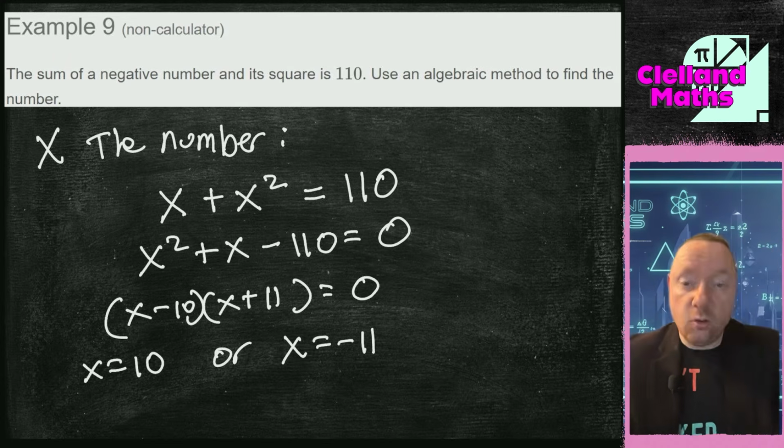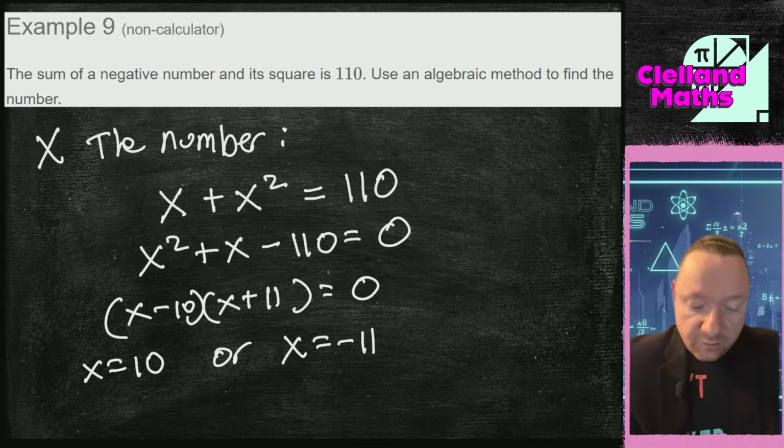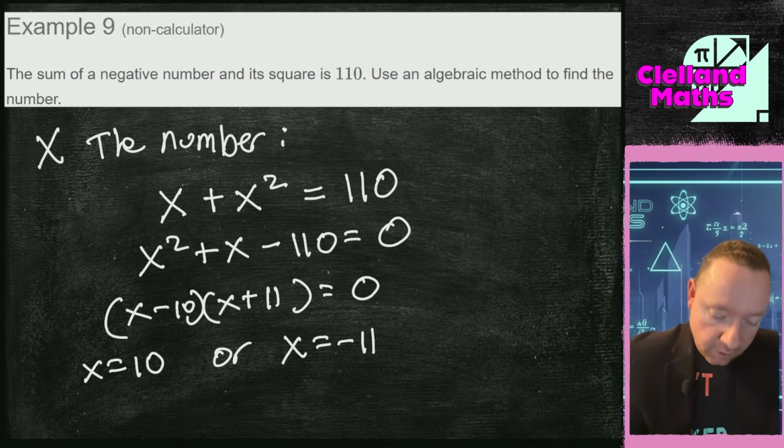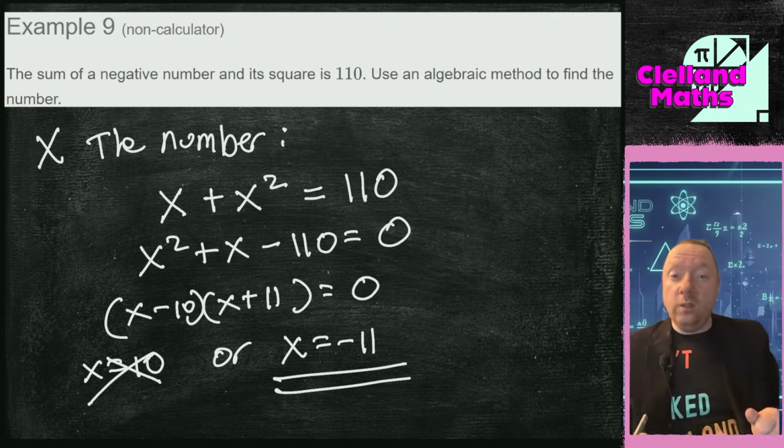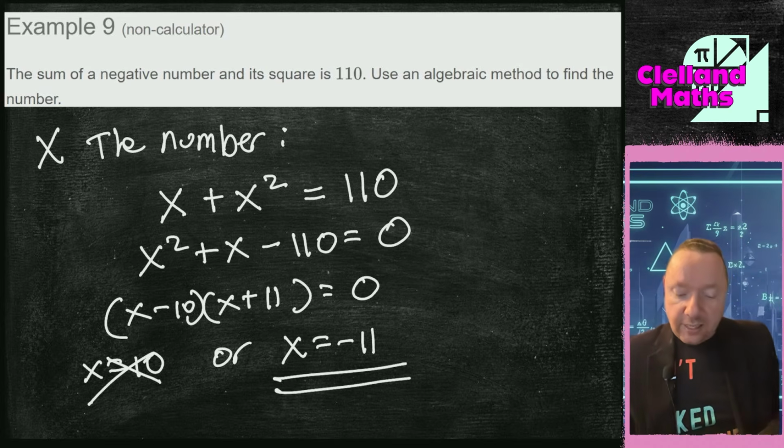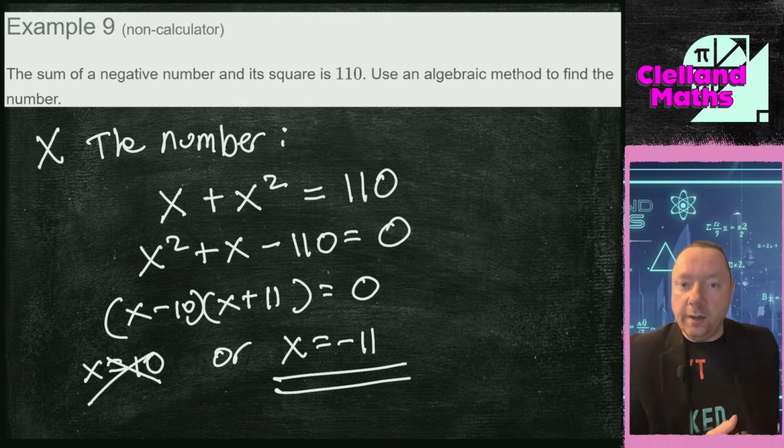But we need to go back to the original question. The sum of a negative number. X is the negative number, so x can't be 10. So the only answer in this case, even though you always get two solutions when you do quadratics, is x equals minus 11, because we're rejecting 10.